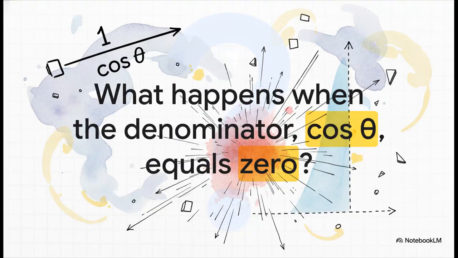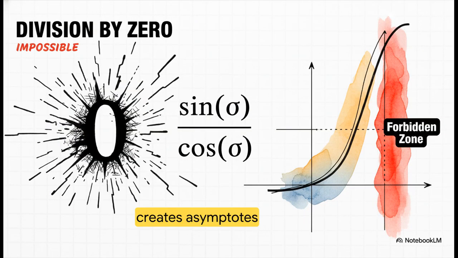Now, I want you to think all the way back to basic math class. What's the number one unbreakable rule when you're dealing with fractions? What happens when that bottom part, the denominator, in this case cosine theta, hits 0? Exactly. You can't do it. Division by 0 is undefined. So for every single angle where cosine equals 0, the tangent function just doesn't exist.